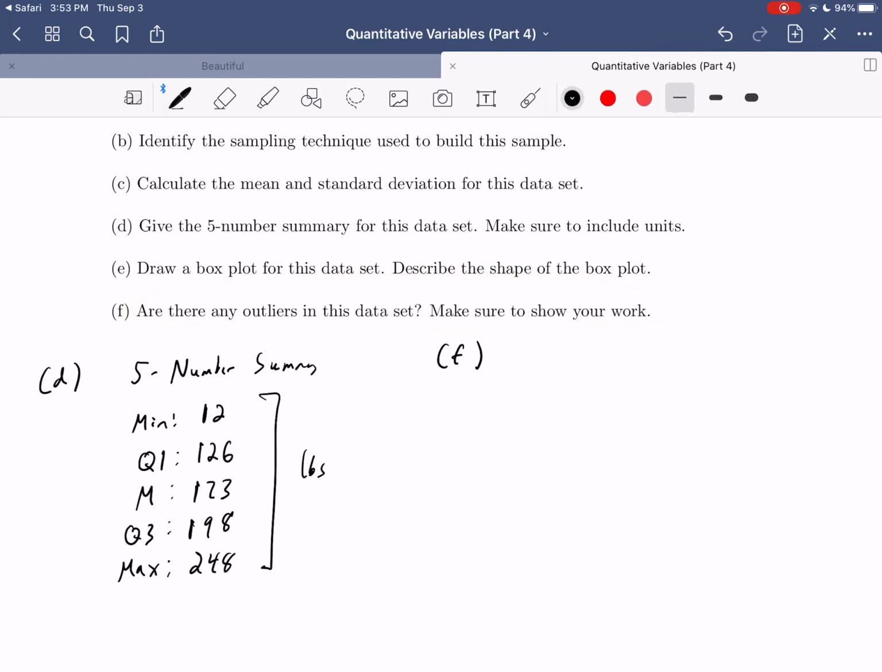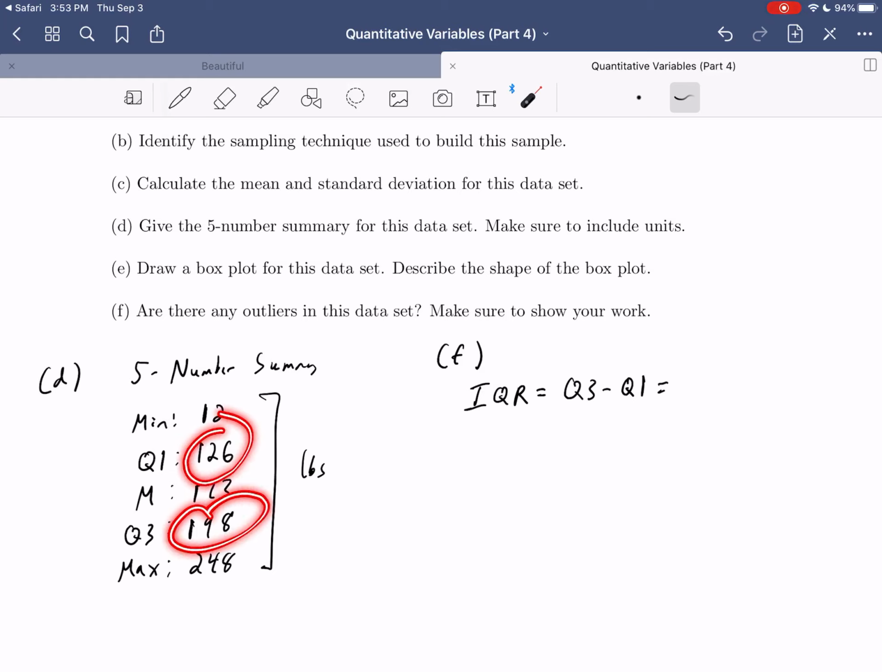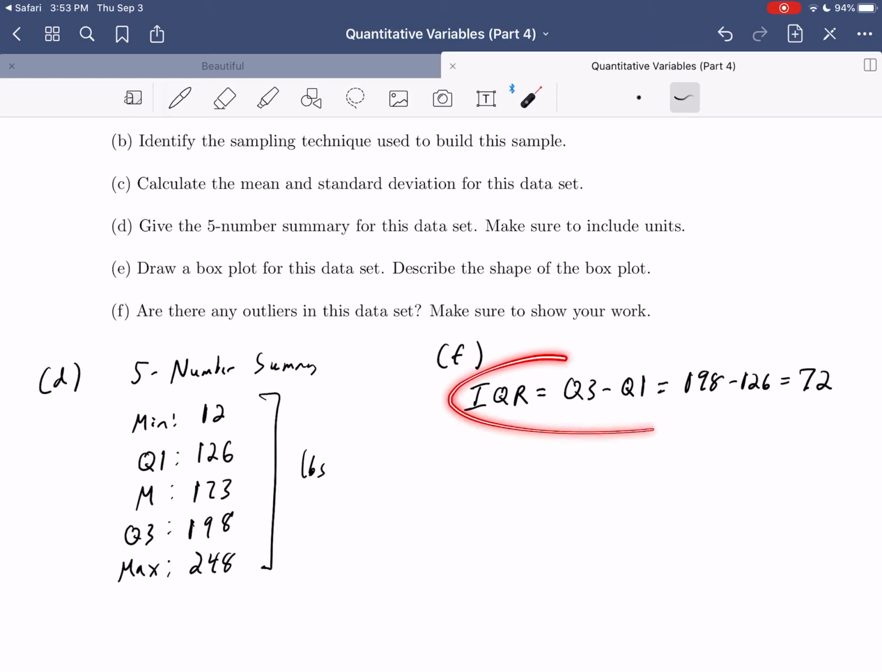First thing we need to do is get the IQR. IQR is Q3 minus Q1. And of course, that's 198 minus 126. So 198 minus 126 looks like it comes out as 72. So we now have our IQR.